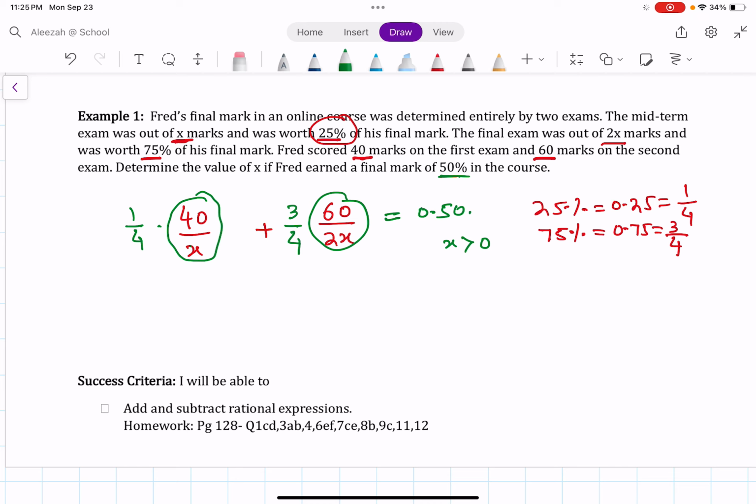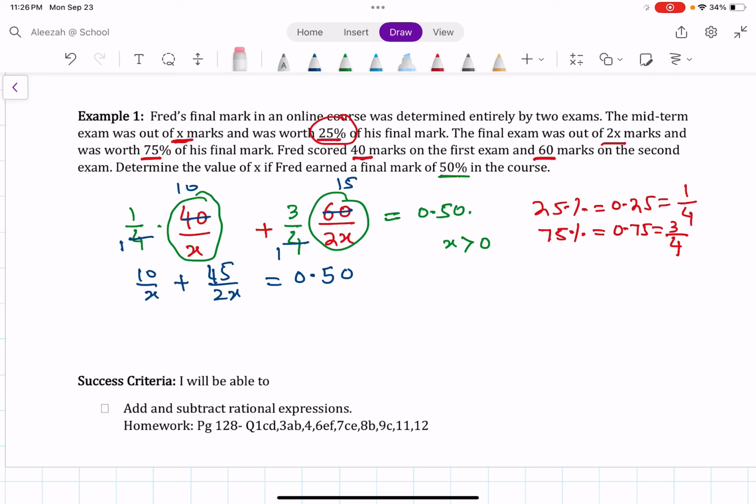X is the mark, right? X cannot be negative and x cannot be 0. Okay, now before I add them, I can simplify. So here 40 and 4 can be simplified. 4 divided by 4 is 1, 40 divided by 4 is 10. So here 4 times 1 and 4 times 15 is 60. So I get 10/x plus 45/2x equals 0.5.